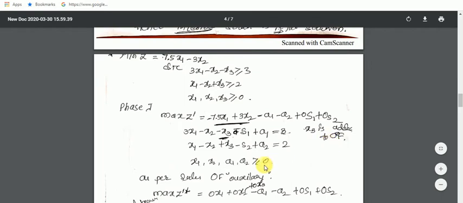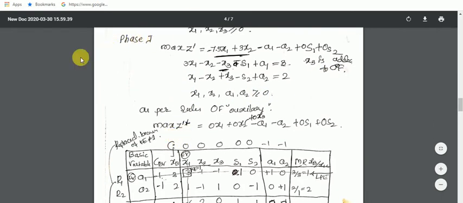As per phase 1, I have to write the auxiliary objective function. The auxiliary objective function is nothing but converting the coefficients of x1, x2 and the rest to 0, while a1 and a2 remain the same. That is 0 x1 plus 0 x2 plus 0 x3 plus 0 s1 plus 0 s2 minus a1 minus a2. This is the auxiliary objective function. By using this auxiliary objective function and these two constraints, we have to solve it by the simplex method.